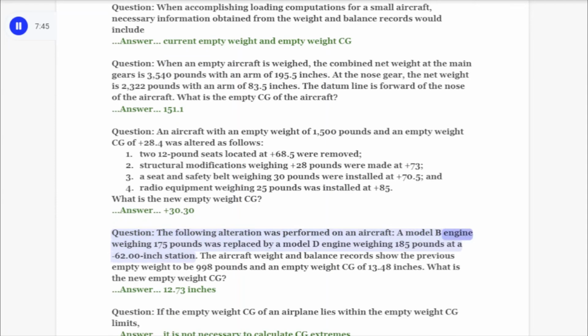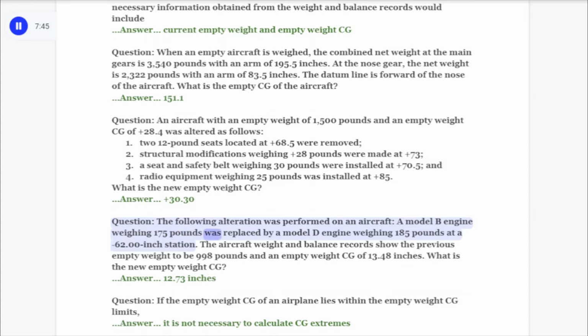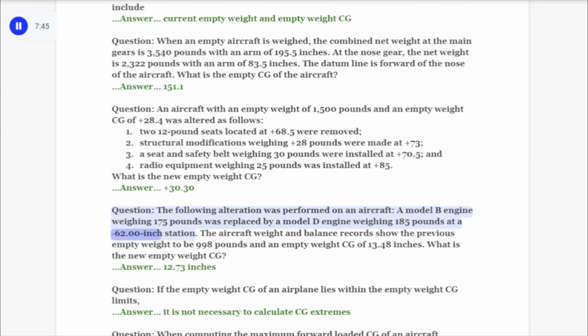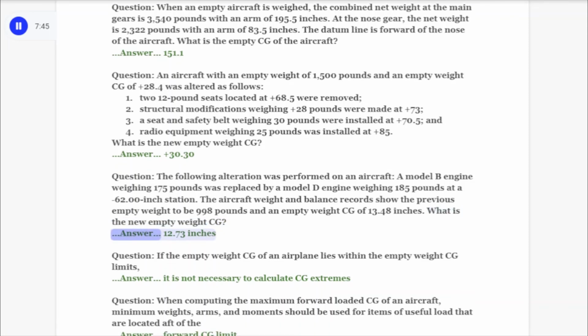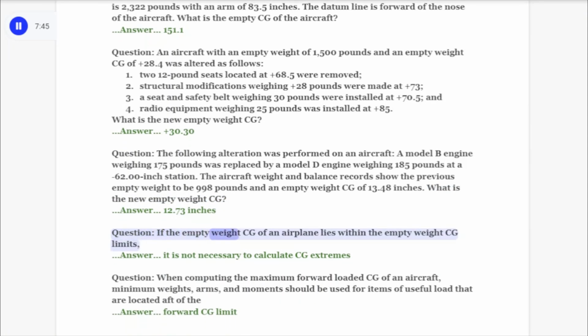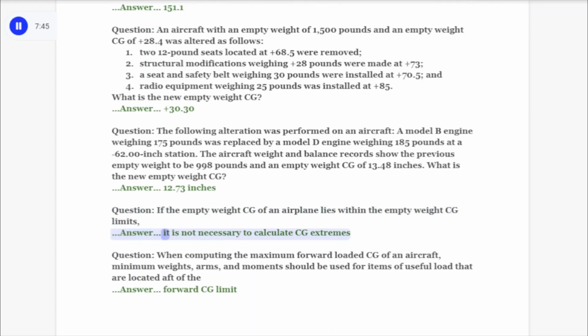Question. The following alteration was performed on an aircraft. A Model B engine weighing 175 pounds was replaced by a Model D engine weighing 185 pounds at a minus 62.00-inch station. The aircraft weight and balance records show the previous empty weight to be 998 pounds and an empty weight CG of 13.48 inches. What is the new empty weight CG? Answer. 12.73 inches. Question. If the empty weight CG of an airplane lies within the empty weight CG limits. Answer. It is not necessary to calculate CG extremes.